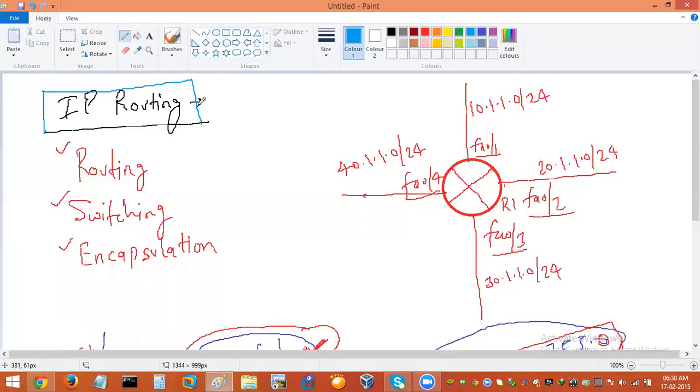So remember one thing: the process I'm going to discuss in IP routing, the decision that a router takes, is going to be the same whether you run RIP, EIGRP, OSPF, or BGP. You run any routing protocol, the way a router does IP routing is going to be the same. RIP, EIGRP, OSPF, and all these routing protocols are just different ways of telling the same information to the router.